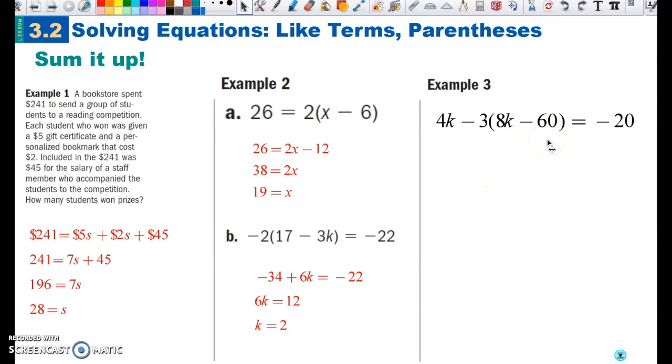And example 3 is probably the hardest one. Distribute that negative 3 to the 8 and the negative 3 to the 60. Combine like terms, get negative 20k. Subtract 180. Divide by negative 20. You can check by putting k as 10, that's 80 minus 60, that's 20. Negative 3 times 20 is negative 60. 4 times 10 is 40. 40 minus 60, negative 20. It works.